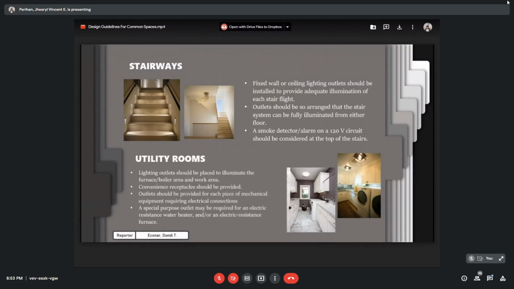Next area is on the utility rooms. Outlets should be placed to illuminate the furnace or boiler area and work area. Convenience receptacles should be provided. Outlets should be provided for each piece of mechanical equipment requiring electrical connections. A special purpose outlet may be required for electric resistance water heat and/or an electric resistance furnace.